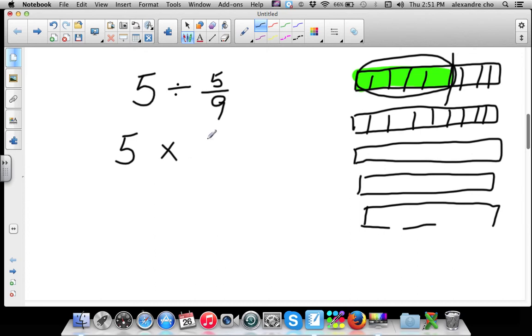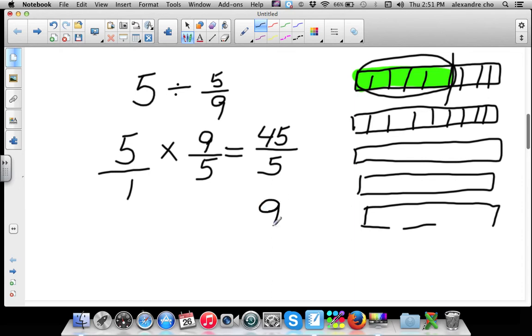5 times the reciprocal, which is 9/5. If you like, you can put the 5/1. Multiply 5 and 9, you get 45, and 1 times 5 is 5, and 45 divided by 5 is 9. So you can get 9 smaller portions of that particular size.